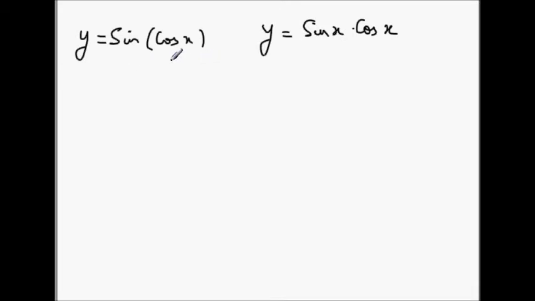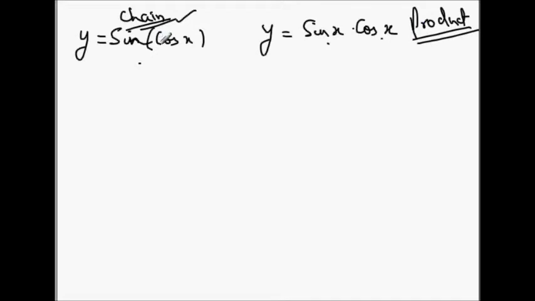Sine of cos x, there are two questions here. Sine of cos x here, and here it is sin x cos x. So you should be very careful: you should not use the product rule in the first question, but you should use the product rule for the second question. Do not confuse the product rule and the chain rule in these types of questions. So the first one is a chain rule question, while the second one is a product rule question.